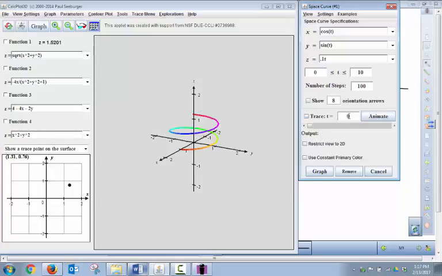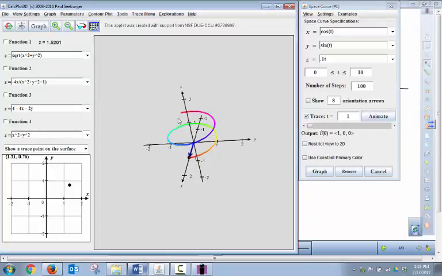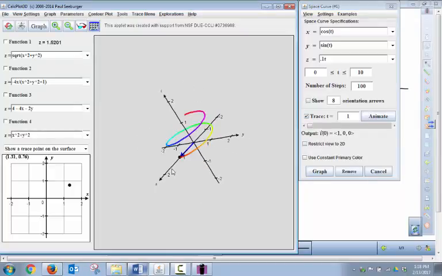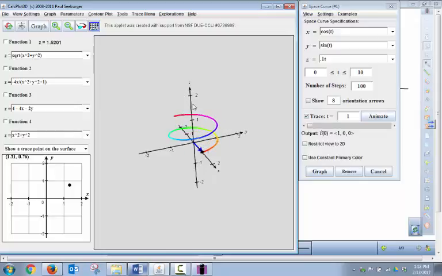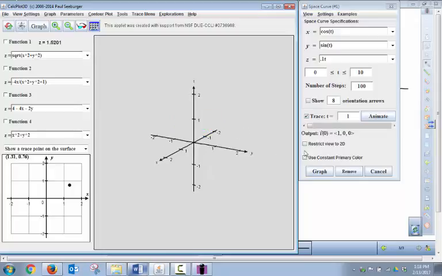Now the neat thing about this is that I can trace different values. The values that we're going here, it looks like we're going from t is equal to 1 to 10. So let's put t is equal to 1 to trace it, to see where it might be. Can I trace? There it goes. I have to animate maybe. Well, animating would be more fun anyways.